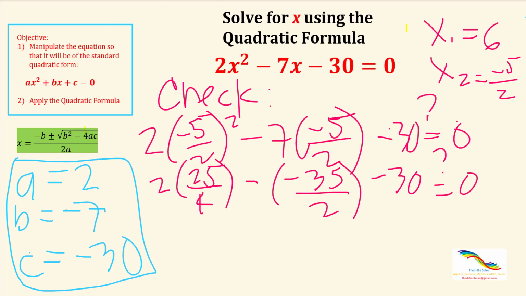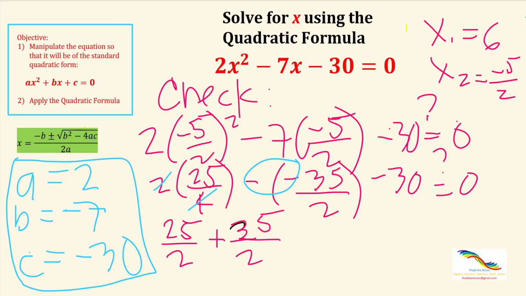As you have seen, you can cancel the 2 and the 4 here, leaving you with 25 over 2 plus. You know why this is plus? Because this is negative of negative. Negative for negative, you change it to positive, then it becomes a plus. You need to change the sign, as we've done many times with integers. So this is 35 over 2 minus 30. Is that equal to 0?